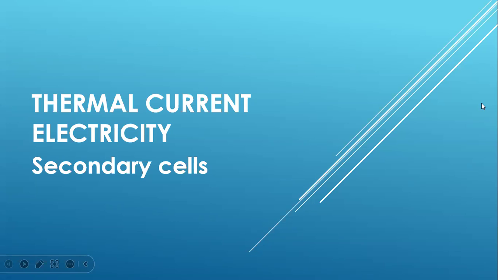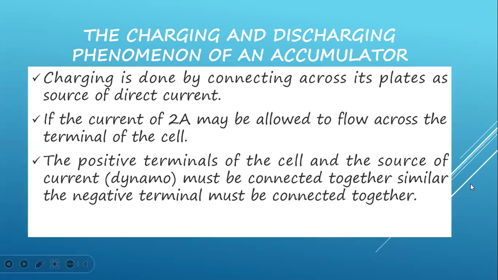So far in our previous video, we saw the mode of structure of this accumulator, specifically the lead acid accumulator. So today, let's move on to the charging and the discharging phenomenon on the accumulators. The charging simply is done by connecting across its plates a source of direct current. So you can charge the various accumulators simply by connecting across its plates a source of direct current.